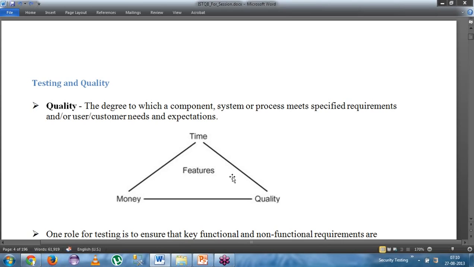So quality depends on time as well as money. The final feature depends on three factors: what the customer needs and what their expectations are. Quality is nothing but the degree to which a component, system, or process meets specific requirements. It can be a complex component or a very simple system, but is it meeting the client requirements?